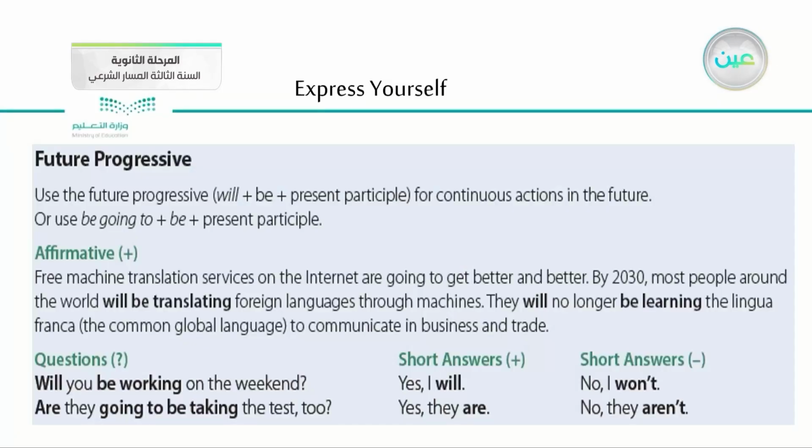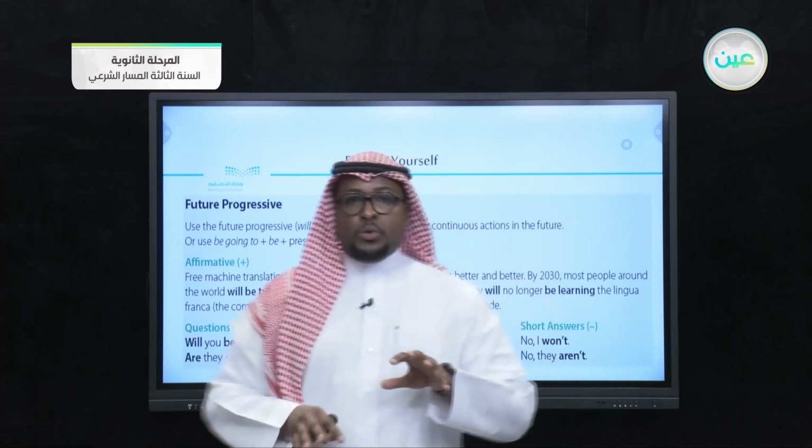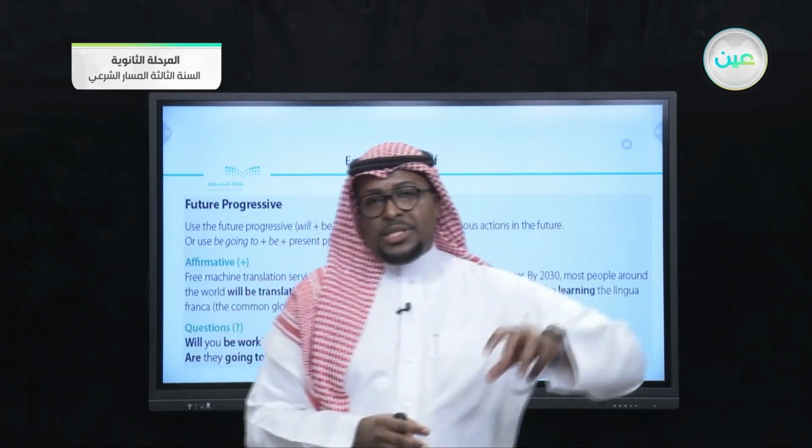So in this part, this is the form of the future progressive, which is will, be, present participle. So we have to have will, which is actually permanent. And here we have be, one of the verbs, for example am, is, are, and then we have present participle. And we can use this, which is going to plus be plus present participle. We can use this in different ways, which is affirmative and negative.